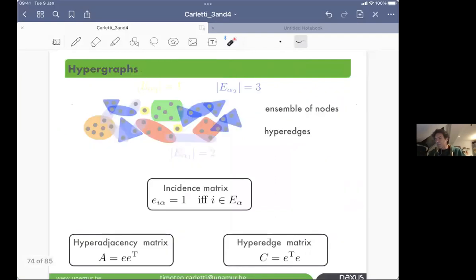And if you do this, you can encode this structure with a matrix. It's called the incidence matrix, which tells you if node i belongs to hyperedge alpha. If yes, you put 1. It's something like the adjacency matrix, but in case of incidence. And then you can construct the hyper adjacency matrix, taking E transpose, or the hyperedge matrix, taking E transpose E. I have no time now to explain all the details, but if you're interested, I can send them to you. But using this new way of encoding high order structure, you can prove interesting stuff.